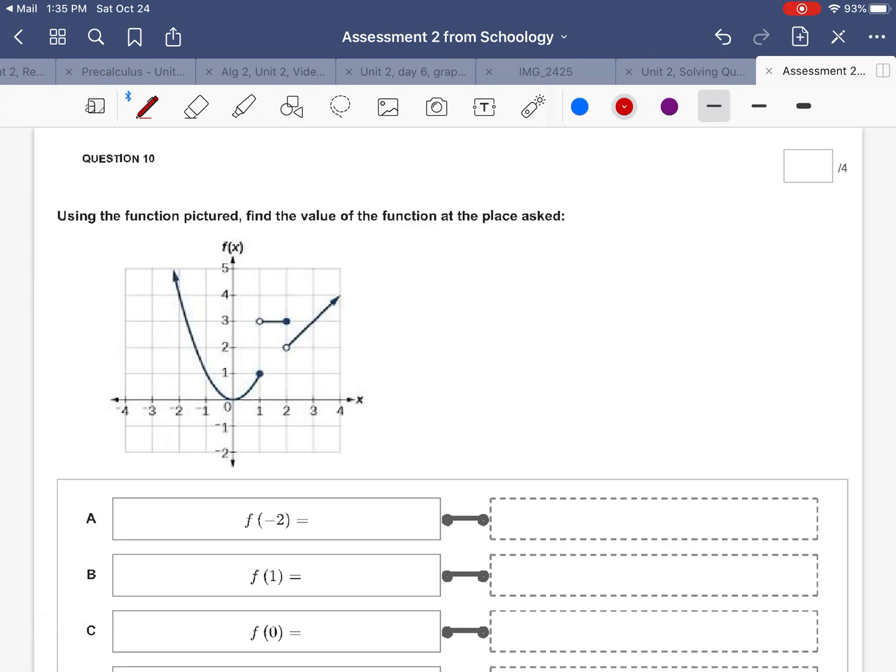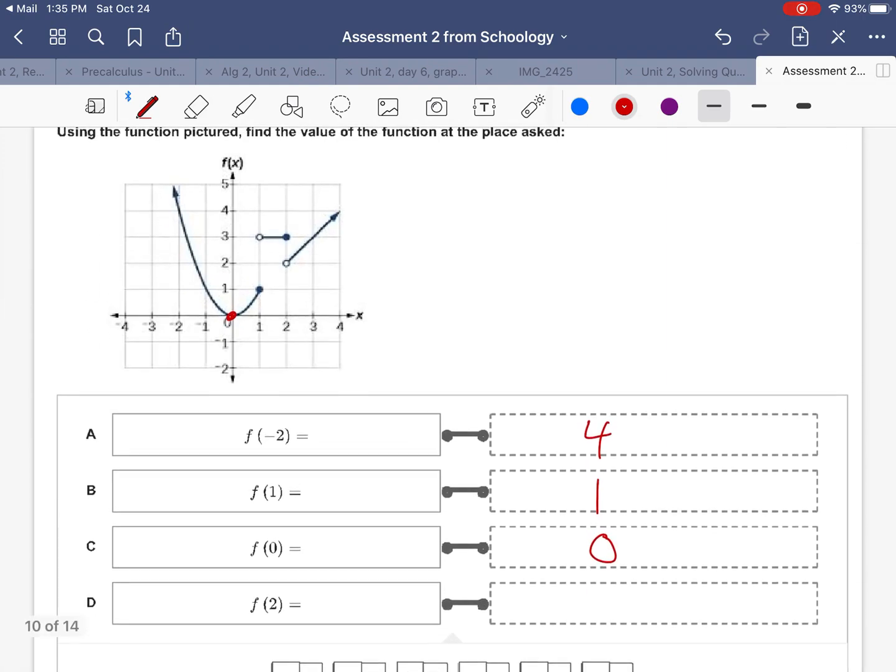All right, here we go. F of negative 2. So I have to go to this graph, and I have to go to negative 2 right here, and I have to go to where the graph is, and there it is at 4. So that one would be considered 4. F of 1. So same thing, I go to 1, and I go up to the graph, and there it is at 1 also. And F of 0. Well, right at 0, it's at 0.